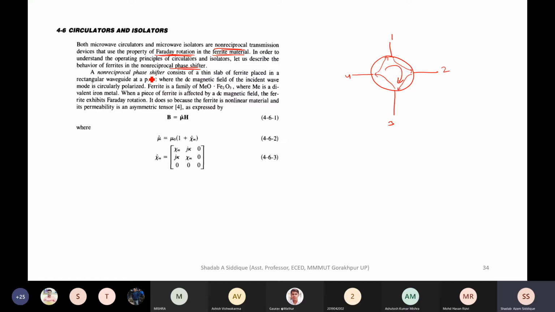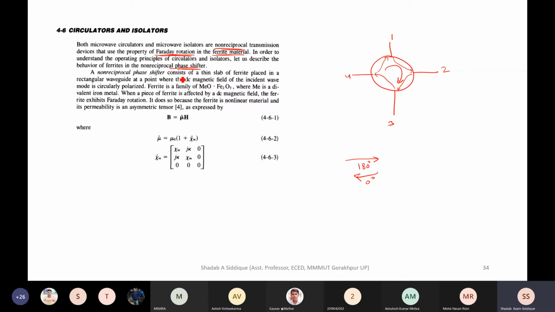So what does non-reciprocal phase shifter mean? Suppose in one direction the phase shifter provides a 180-degree phase shift, and in the other direction it may provide a 0-degree phase shift. So the phase shifter does not work the same in both directions; it is also non-reciprocal. It is 180 degrees in the forward direction and 0 degrees in the backward direction. It is due to the ferrite material which is used.